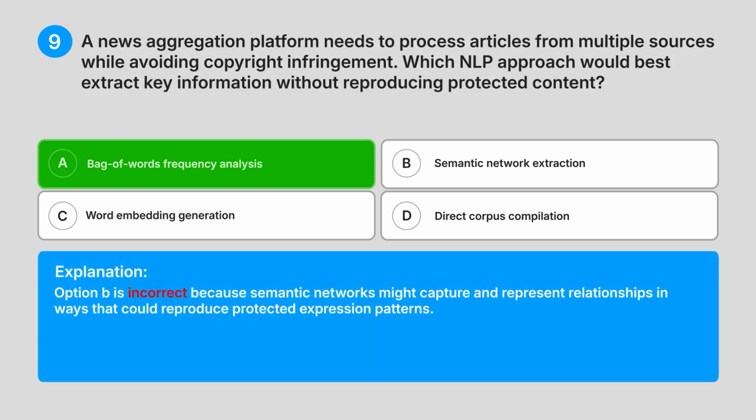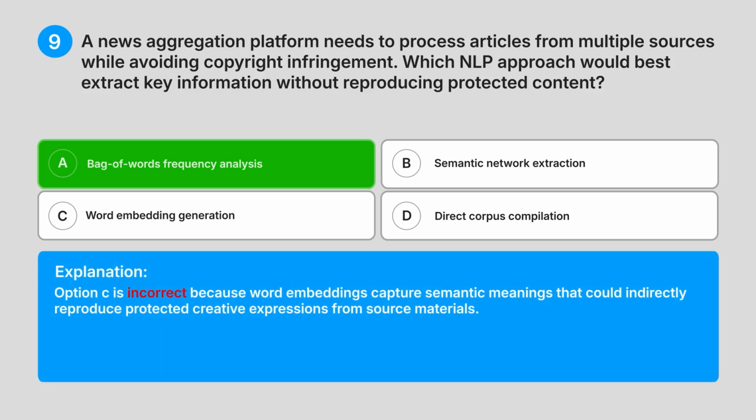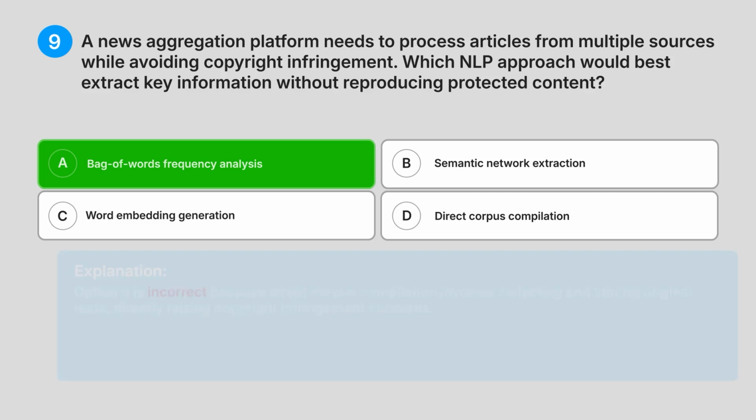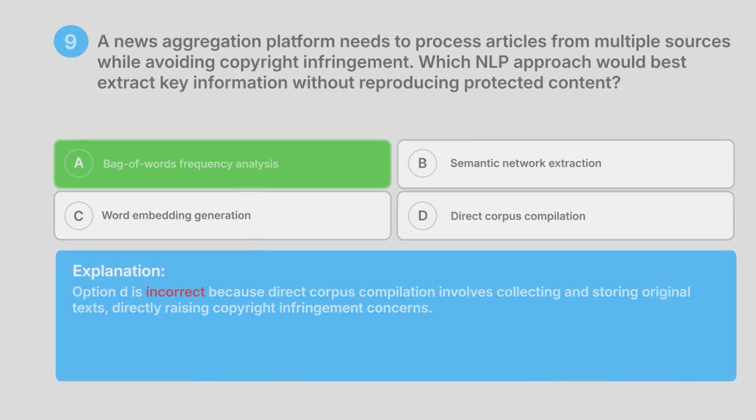Option B is incorrect because semantic networks might capture and represent relationships in ways that could reproduce protected expression patterns. Option C is incorrect because word embeddings capture semantic meanings that could indirectly reproduce protected creative expressions from source materials. Option D is incorrect because direct corpus compilation involves collecting and storing original texts, directly raising copyright infringement concerns.